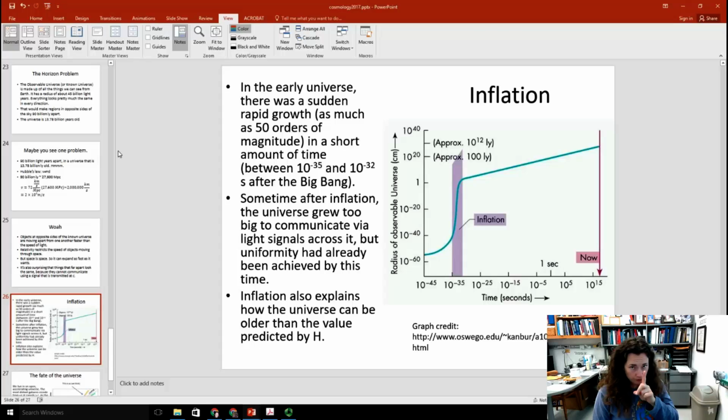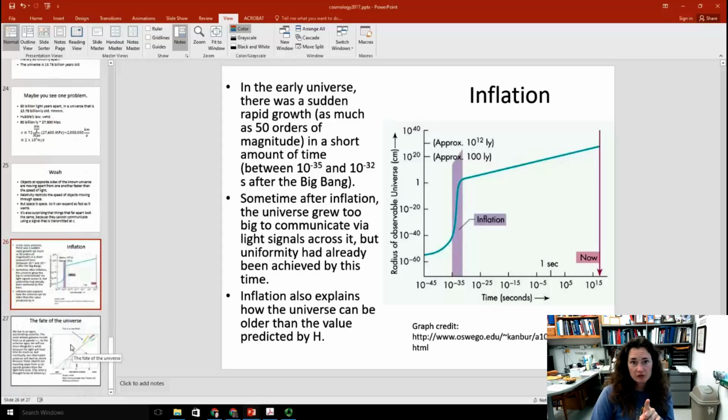Okay? Now, sometime after inflation, the universe then grew too big to communicate with light signals or anything traveling at the speed of light again. But uniformity had already been achieved by this time. Okay? So at that point, what that means is that everything already kind of looked the same before it got too big to talk to each other. So inflation also can help explain how the universe can be older than the value predicted by taking the inverse of the Hubble constant, because the Hubble constant wasn't always the same.